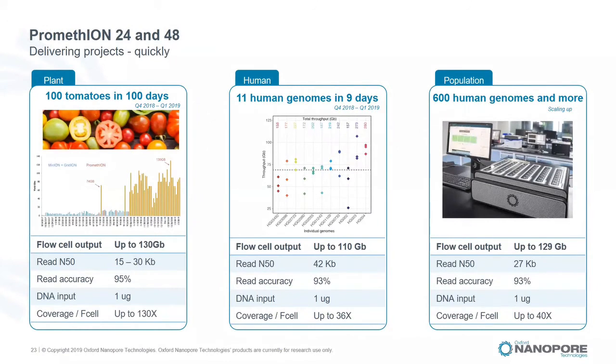So what are people doing with the PromethION? Because sequencing one genome is not difficult anymore, people have started doing 100 tomato genomes in 100 days. They have already finished this sequencing, created de novo assembly software, and are going to publish the papers. And this is a US customer who sequenced 11 human genomes in 9 days.